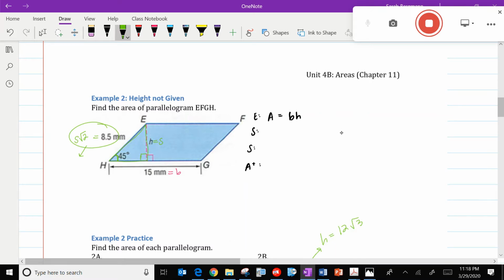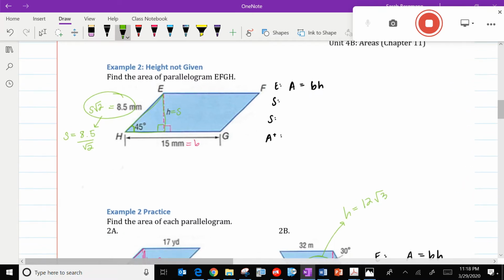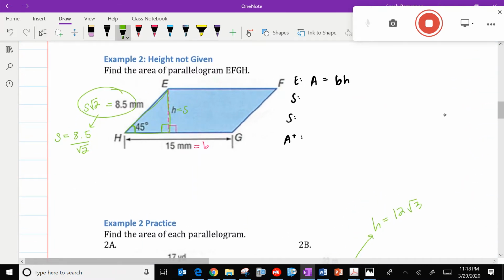So in order to solve for the height, I need to find the value of S. So I'm going to solve this equation. S radical 2 equals 8.5. To solve that, I need to divide by radical 2 on both sides, but I cannot leave a radical in the denominator. So I need to rationalize this. However, 8.5 over 2 simplifies to 4.25. So that means S is equal to 4.25 radical 2, which means that my height is also equal to 4.25 radical 2. So I'll go through my steps.